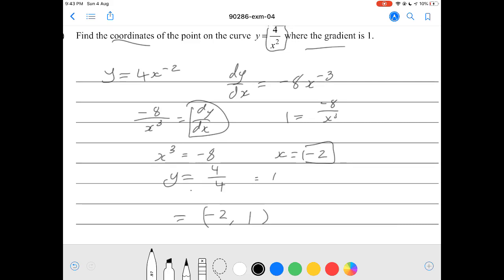And that's a typical question you're going to come across. Okay, so finding a point when given a gradient. Alright, so the next skill we're looking at is going to be finding the tangent when given a function and given a point.